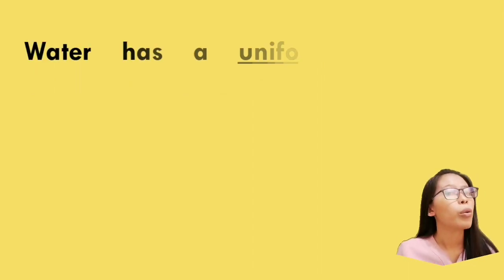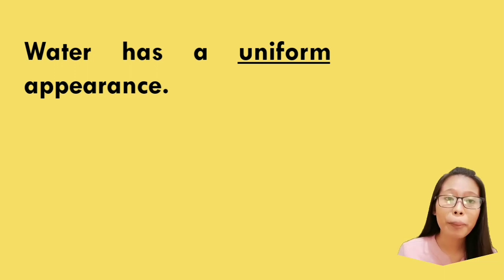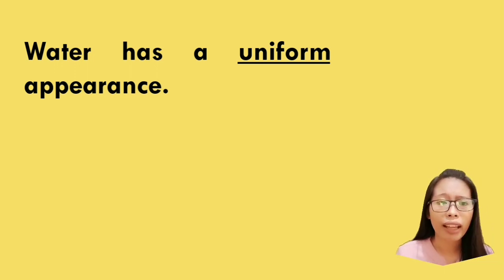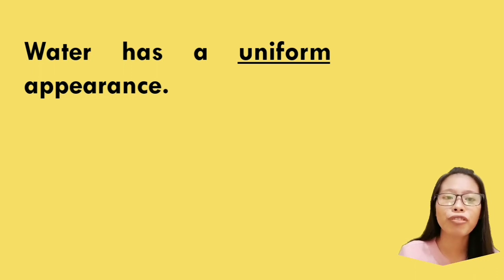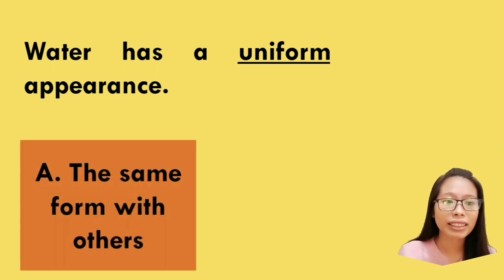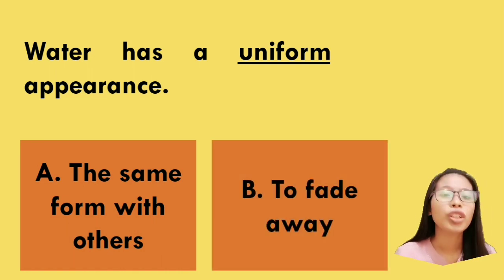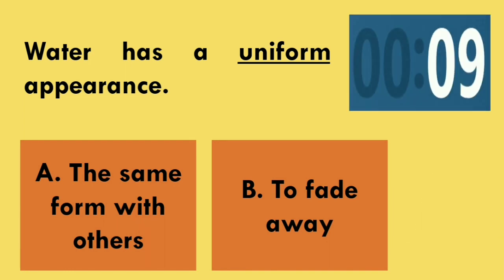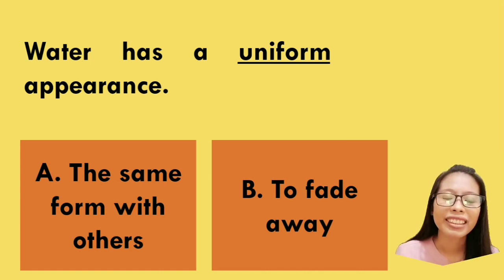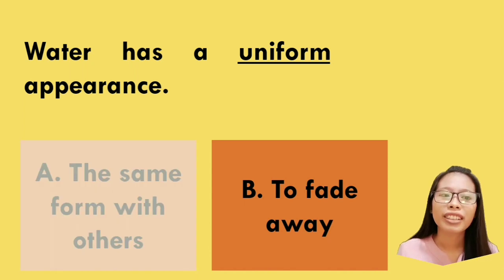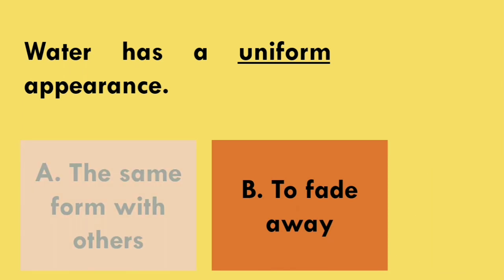Next is water has a uniform appearance. What is the meaning of the underlined word uniform? Is it the same form with others or to fade away? You have 10 seconds to guess the correct answer. Great! It's letter A. The same form with others.